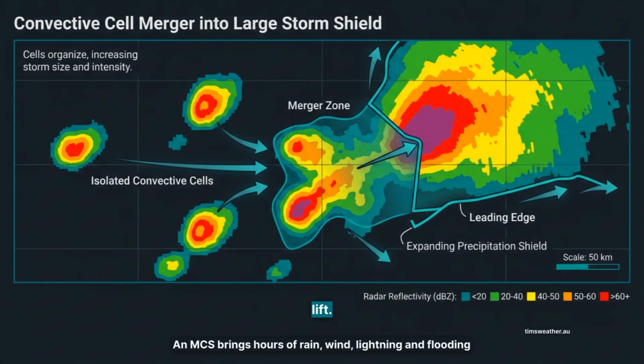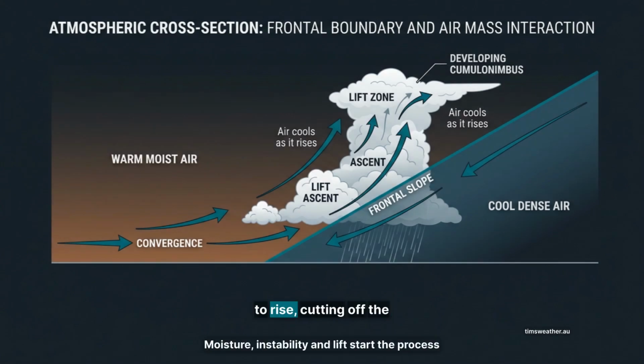The story usually begins with warm, moist air near the ground, unstable air above it, and some form of lift. That lift might come from a front, a sea breeze, mountain ranges, or the cool outflow from earlier storms. An ordinary thunderstorm often rains itself out. Its rain-cooled downdraft falls into the same area where warm air is trying to rise, cutting off the storm's fuel supply. In an MCS, the storms avoid that quick collapse by organizing.